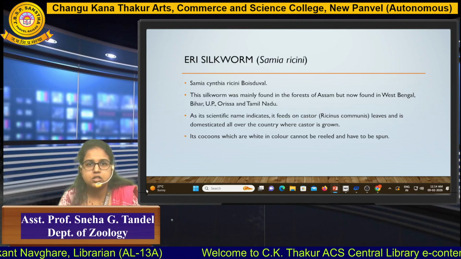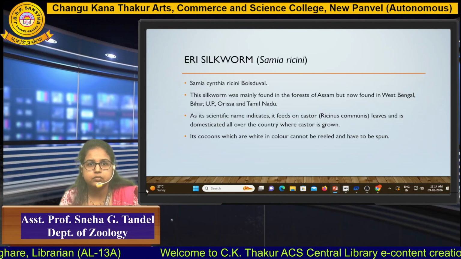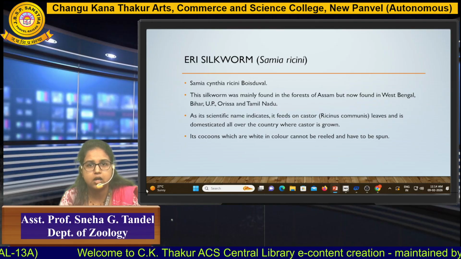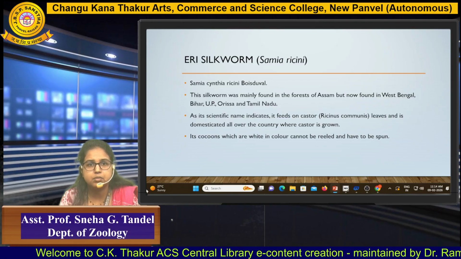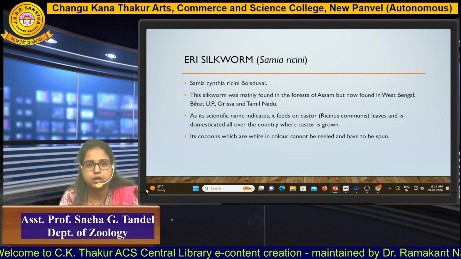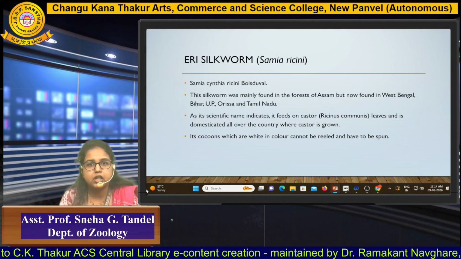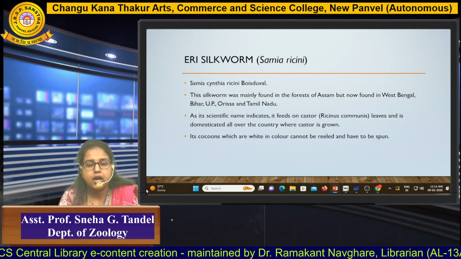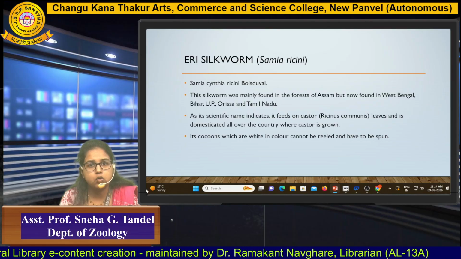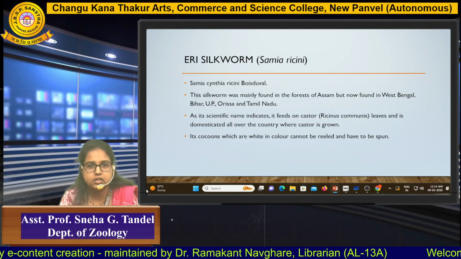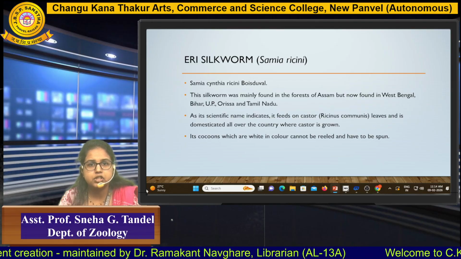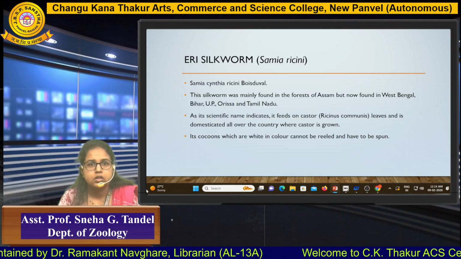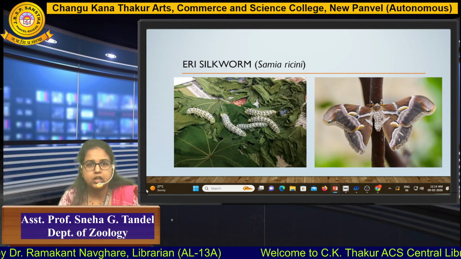The last species is Eri silkworm. These silkworms are mainly found in the forests of Assam but are now found in West Bengal, Bihar, UP, Orissa and Tamil Nadu. As the scientific name indicates, they mostly feed on castor leaves and are also domesticated all over the country where castor trees are grown. Its cocoons are white in color and cannot be reeled and have to be spun. The image of the Eri silkworm.